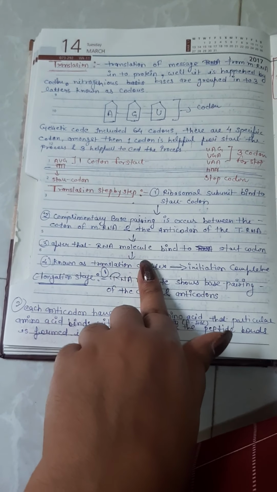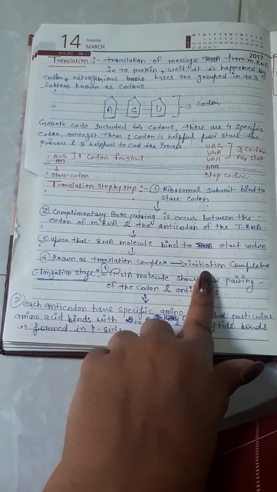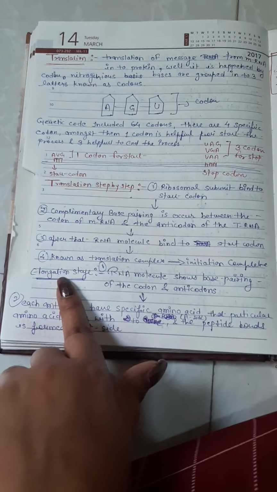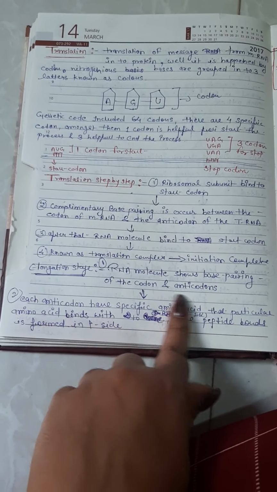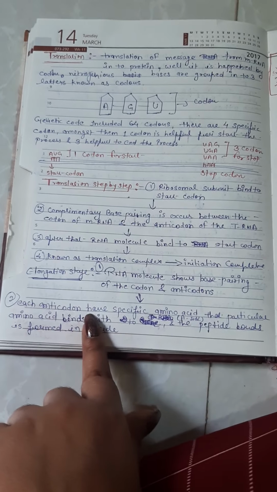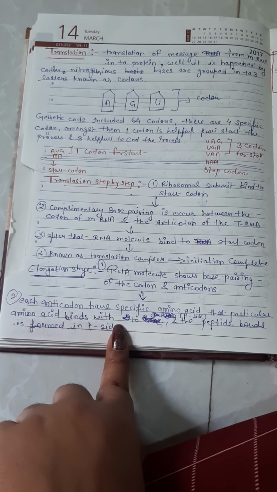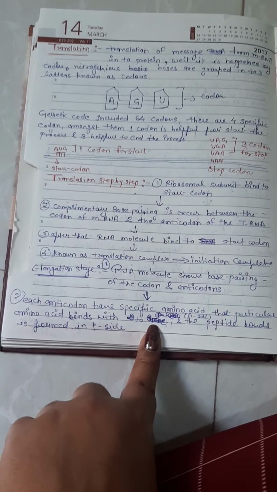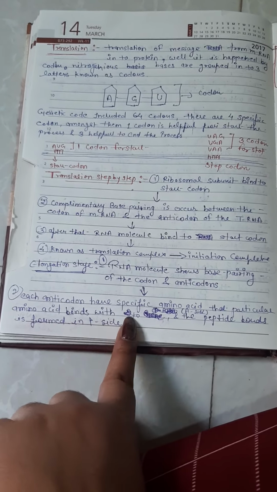After that, the RNA molecules bind to the start codon, known as the translation complex or initiation complex. In the elongation step, the RNA molecules show base pairing of the codon and anticodon. Each anticodon has a specific amino acid, and that particular amino acid binds at the A site, and the peptide bond is formed at the P site.